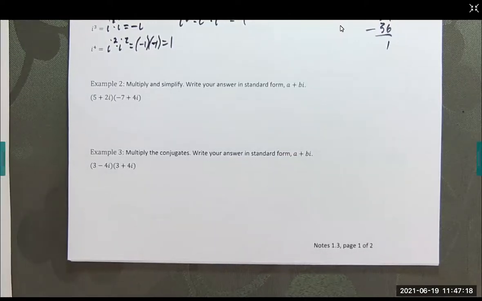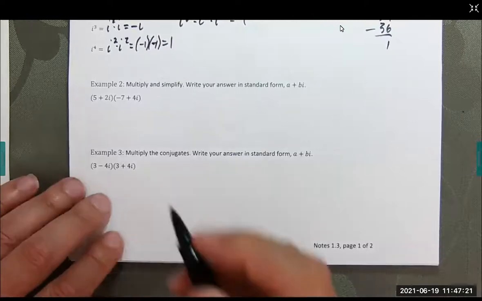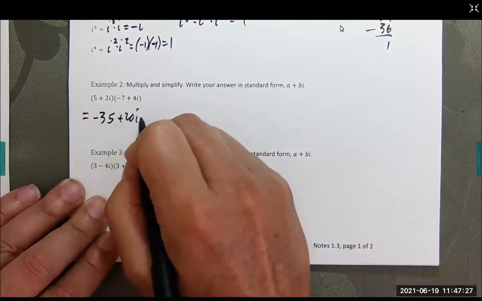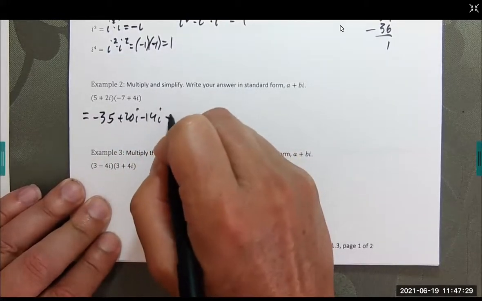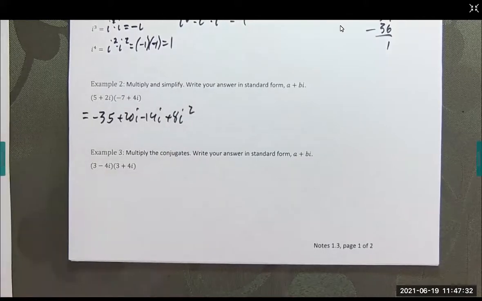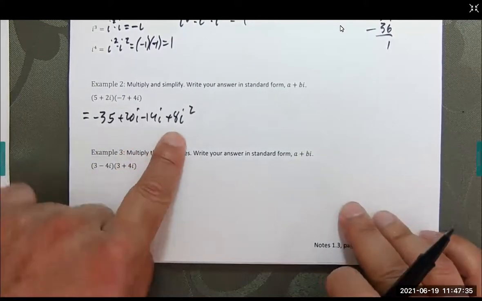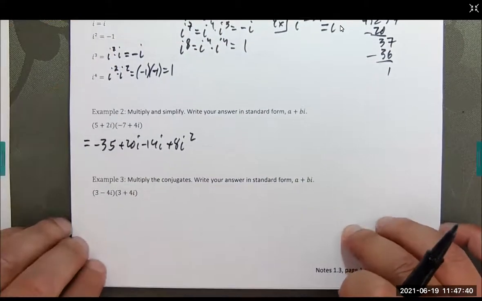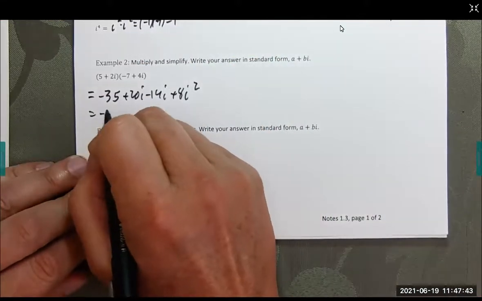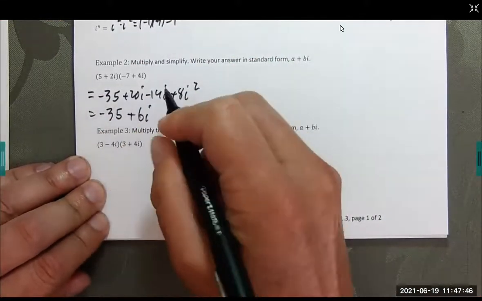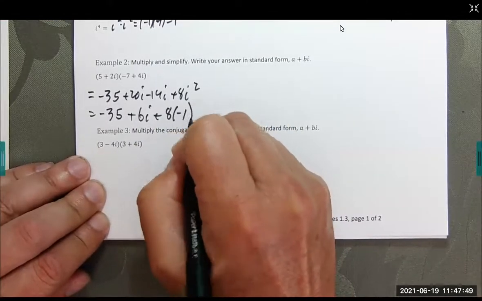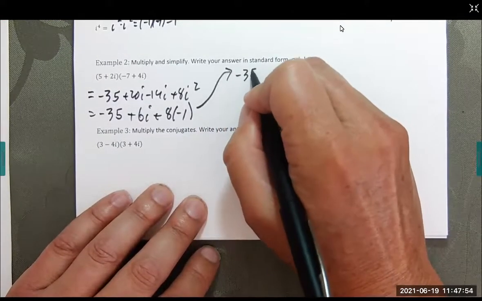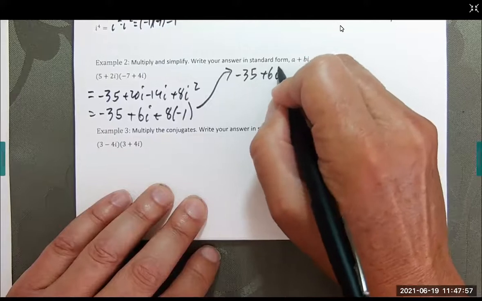All right, next up, we're going to multiply. I'm just going to do regular FOIL. Now these two middle terms I can combine. This here, we know I to the second power, once again, is negative 1. So that becomes minus 8.